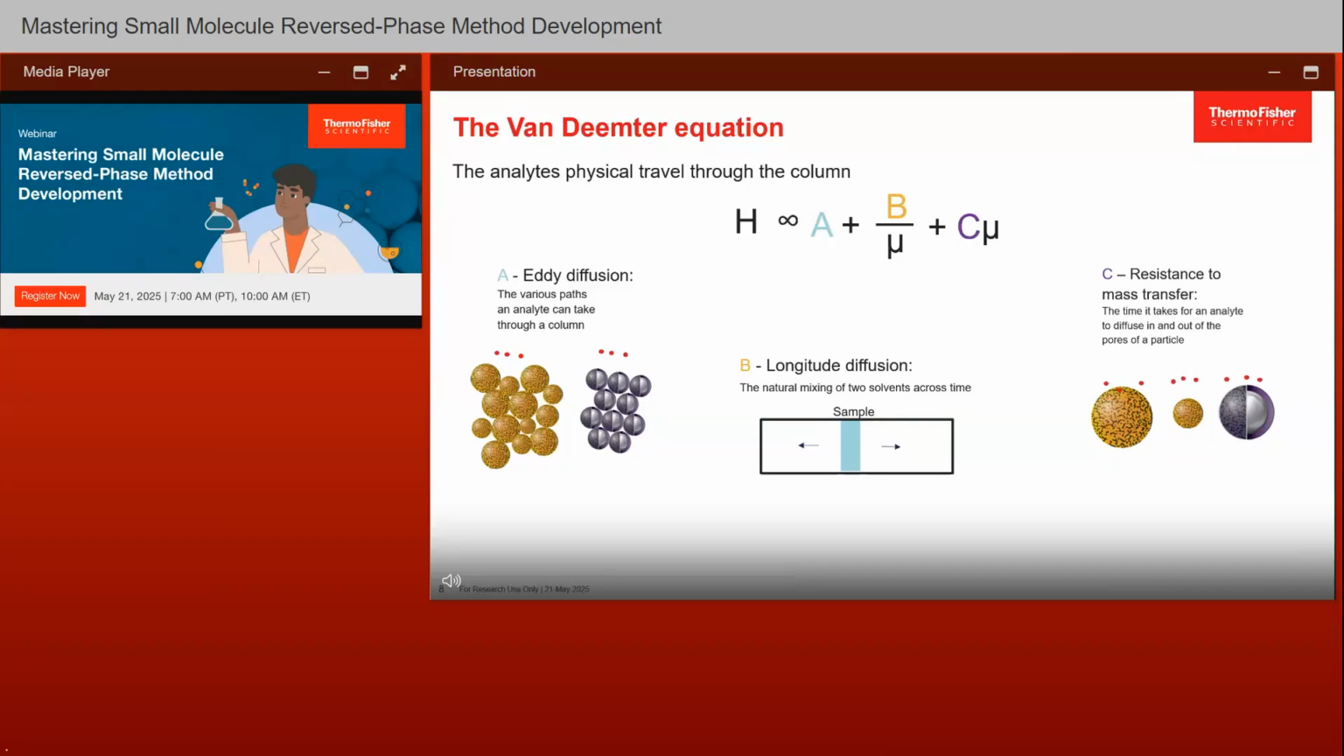The last term is the C term, which is the mass transfer, and that is the rate of how a molecule diffuses into and out of the pores of the particle, and also the interaction of the molecule with the stationary phase. This is a nice animation which shows how the rate of mass transfer is larger for bigger particles compared to a smaller particle or a core shell particle. This becomes more important as we go to higher mobile phase velocities, where the C term remains flatter for smaller particles, and this helps increase mass throughput with little loss in efficiency.